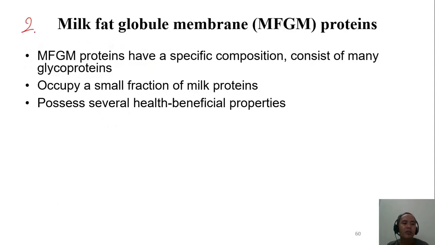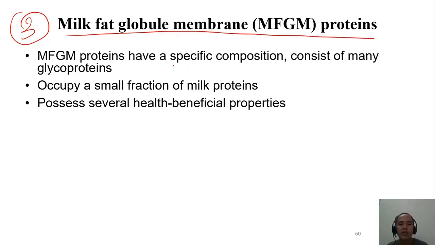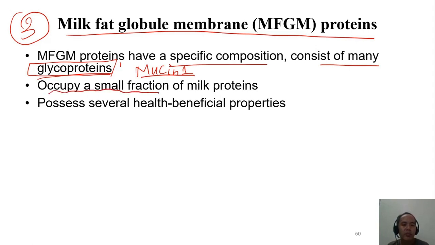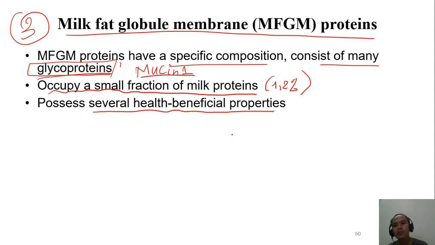Now we go to the third group of proteins, the minor group, proteins of MFGM. This one has a specific composition. They consist of many glycoproteins, as we already know. And the well-known one is mucin 1. The molecule has a lot of carbohydrate groups. MFGM protein occupies a very small fraction of milk protein, in the table in the previous slide, like 1.2% of total proteins. However, they have several positive properties for health. Beneficial property means good for health. So normally the components which occur in small amounts have a good property because normally we don't have enough.